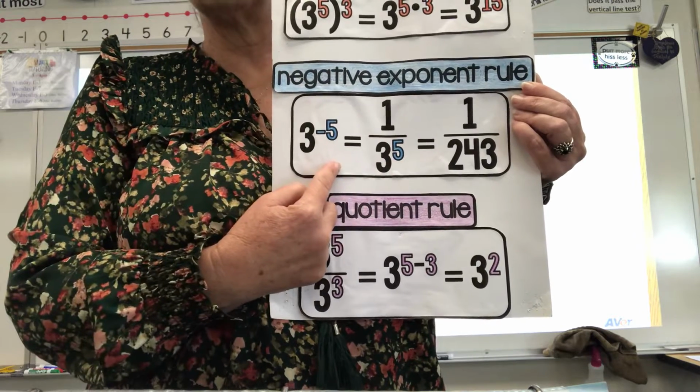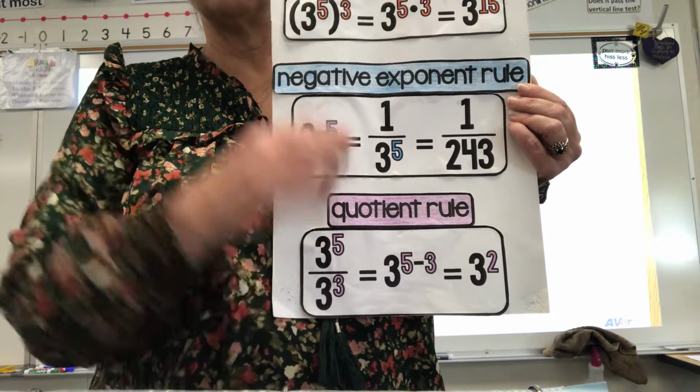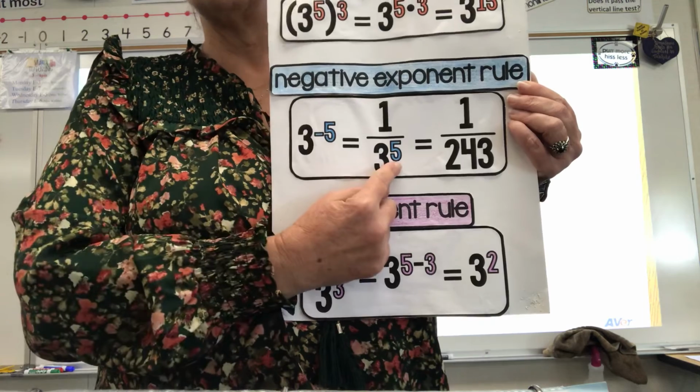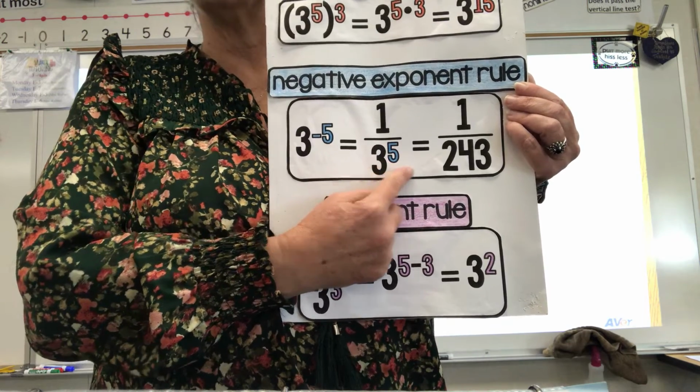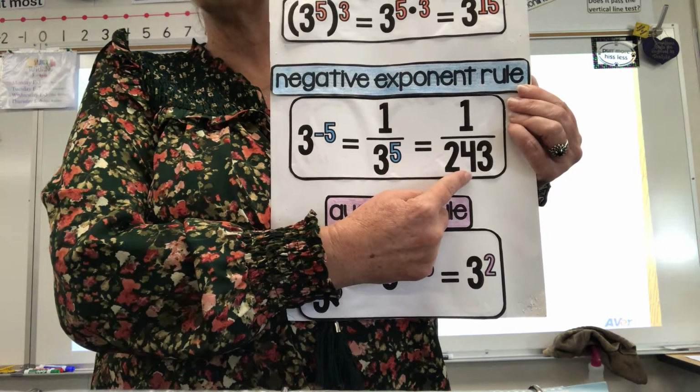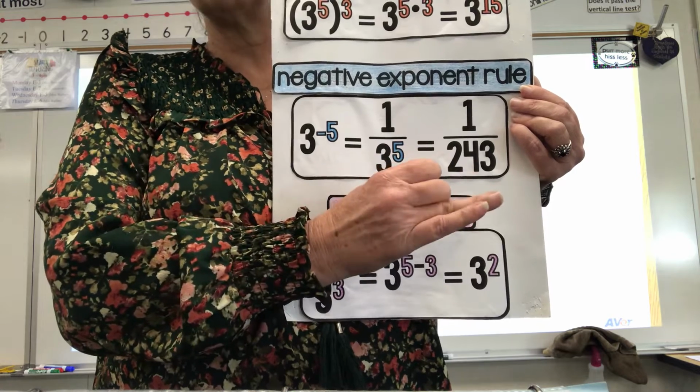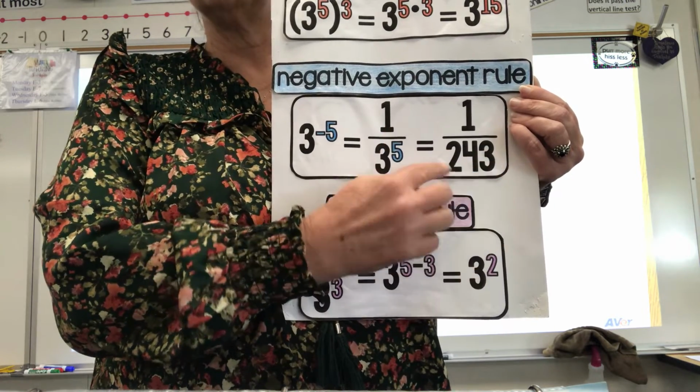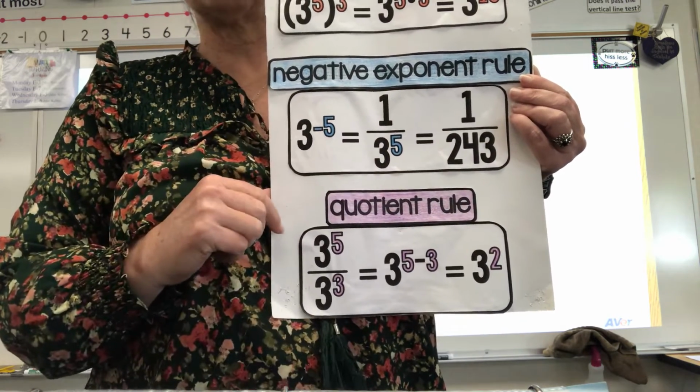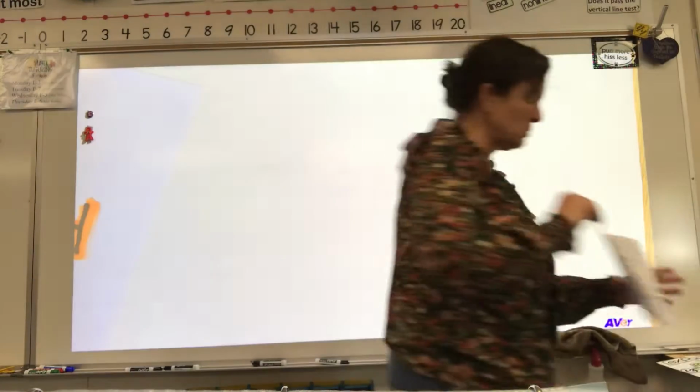Technically what we just did is we took the reciprocal. That means we flipped it downstairs. And then we changed the power to a positive. They went a little bit further on this poster and multiplied it out because 3 times 3 times 3 times 3 times 3 is 243. And then we have these two rules.